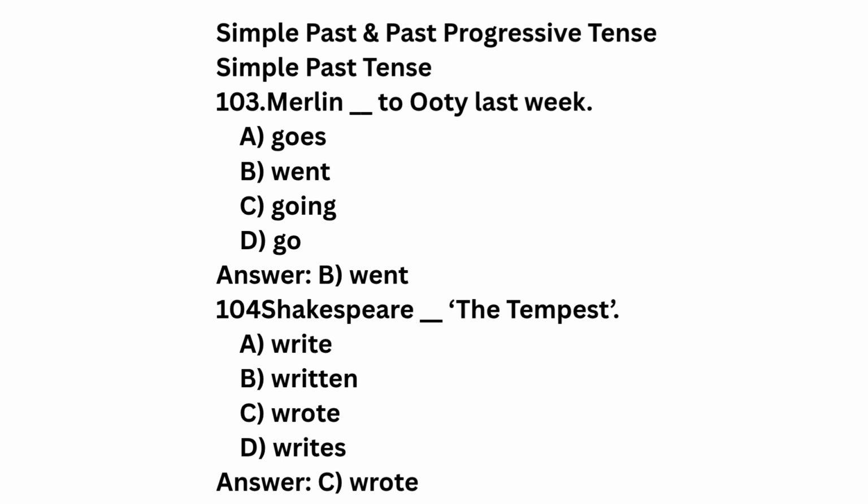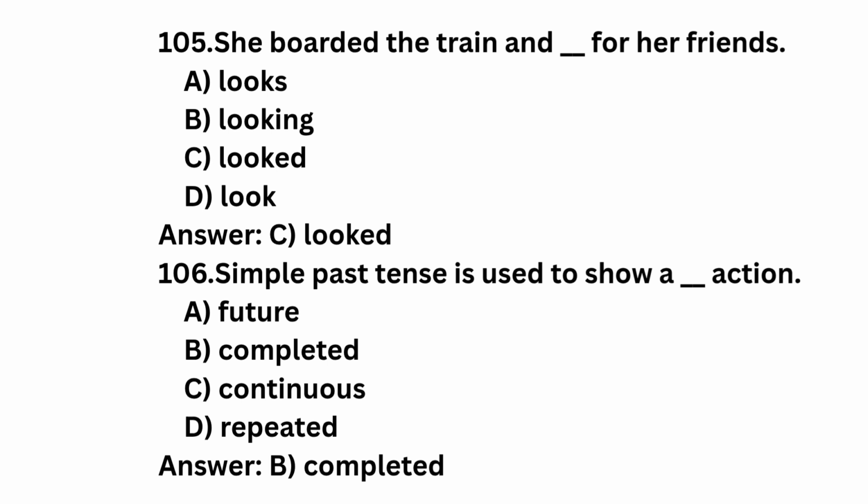Simple past and past progressive tense. Which is the simple past tense? Merlin dashed to Ooty last week. Goes, went, going, go. Answer: went. Shakespeare wrote The Tempest. Write, written, wrote, writes. Answer: wrote. She boarded the train and looked at her friends. Looks, looking, looked, look. Answer: looked.